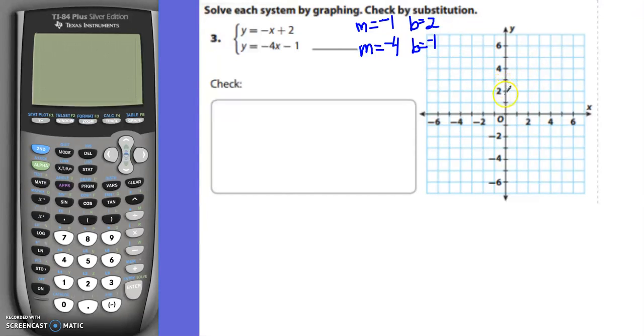We start at 2. We're going to go down 1 to the right 1, down 1 to the right 1, down 1 to the right 1, down 1 to the right 1. If we want, we could go to the opposite of that, which would be up 1. That should be enough points. Alright, so let's connect the dots.